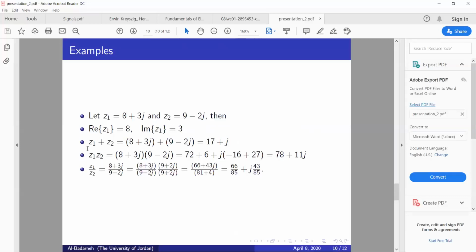Similarly, we can proceed and find z1 times z2. So by multiplying these two complex numbers, as we can see here, after some simplification, we end up with the following result. Now, for z1 divided by z2, we have to multiply by the conjugate of 9 minus 2j. And then after some simplification, we end up with this result. So z1 divided by z2 is equivalent to 66/85 plus j 43/85.